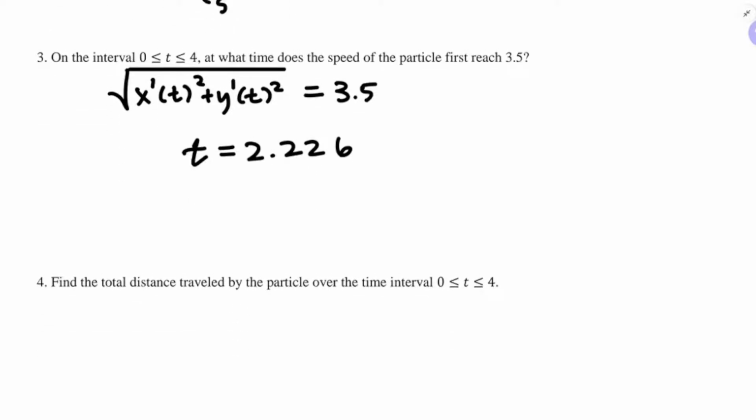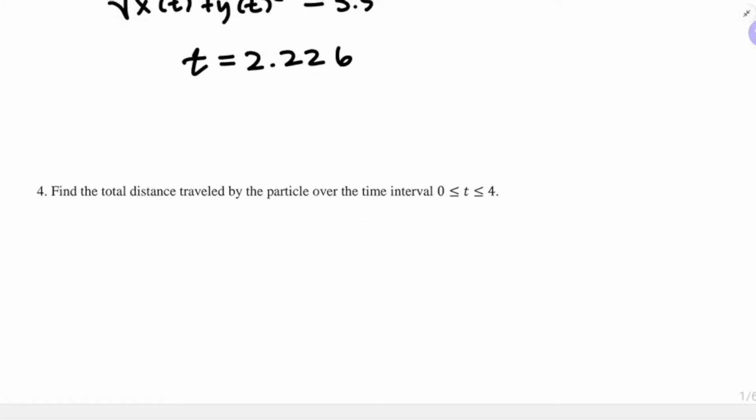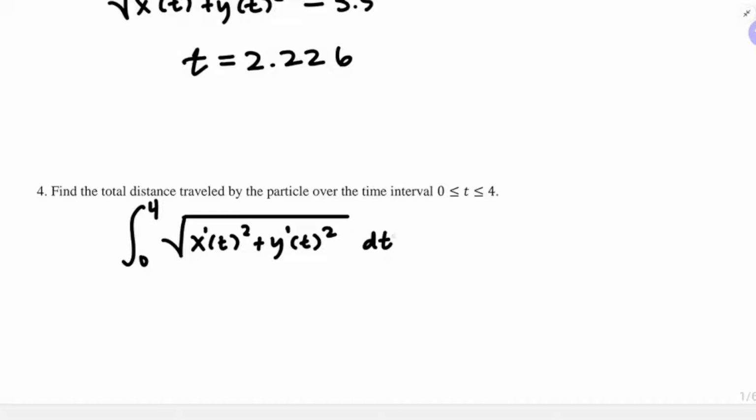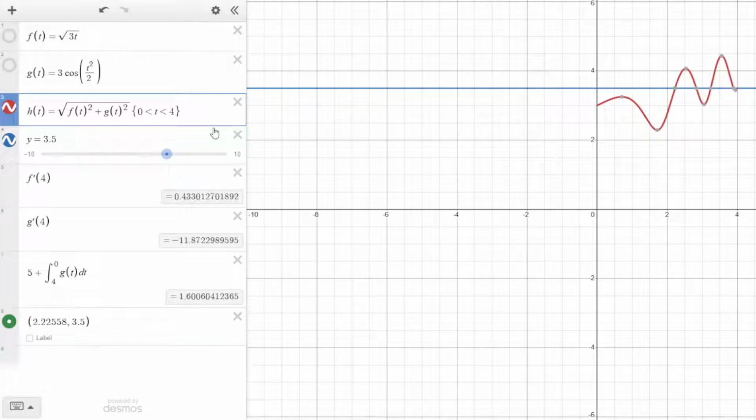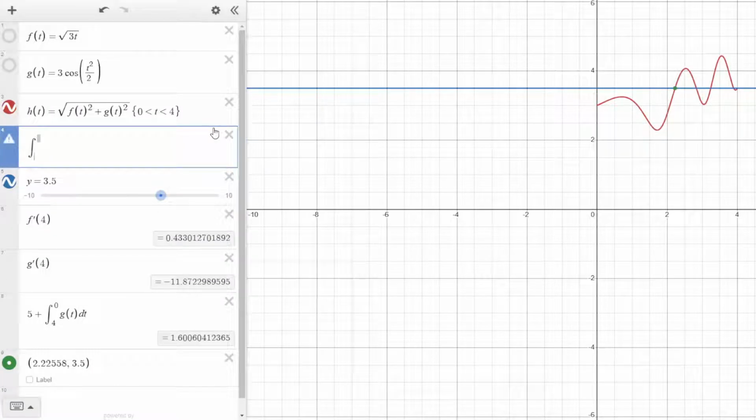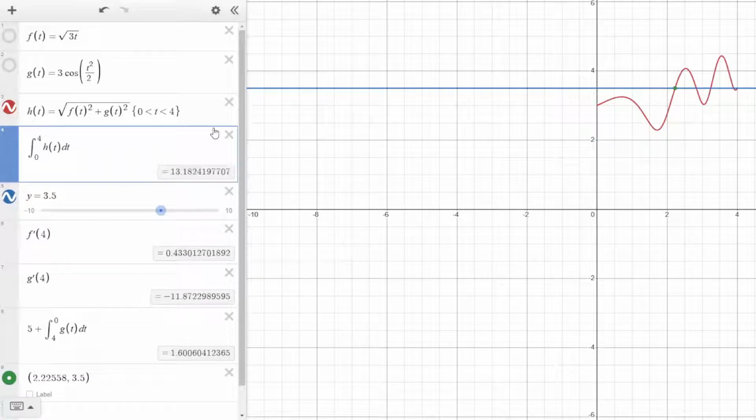All right, and then finding the total distance traveled by the particle over the time interval 0 to 4, we're going to integrate 0 to 4 on that speed function. So that's the square root of x prime of t squared plus y prime of t squared. If we go back to the calculator, that's just going to be integrating h of t from 0 to 4. You can get 13.182.